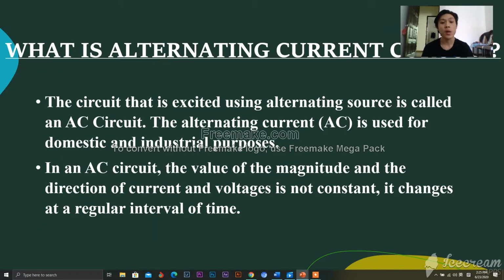Next, what is an alternating current circuit? The alternating current circuit is a circuit that is excited using alternating sources. The alternating current AC is used for domestic and industrial purposes. In an AC circuit, the magnitude and direction of current and voltage are not constant. It changes at regular intervals of time.